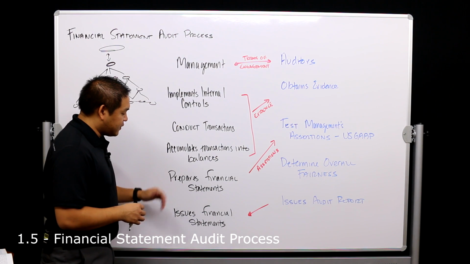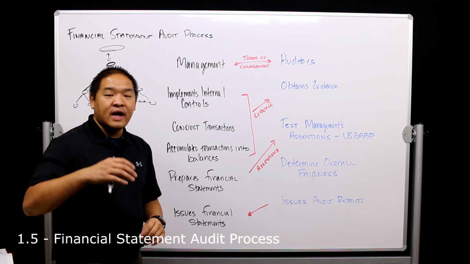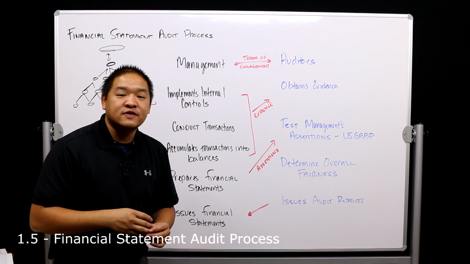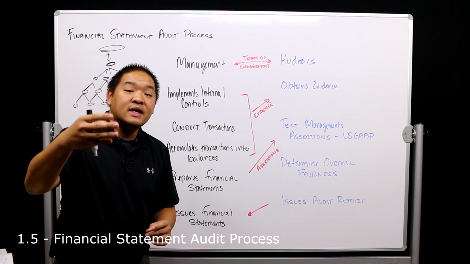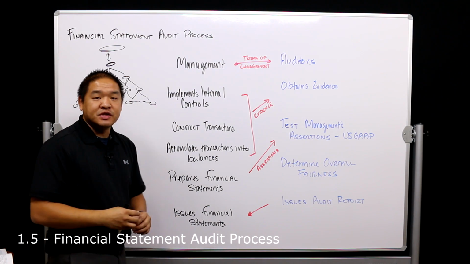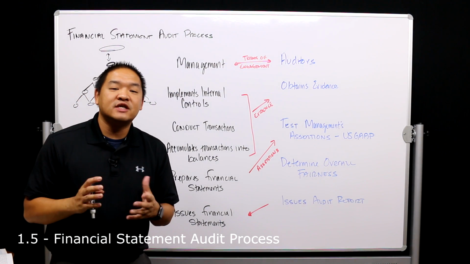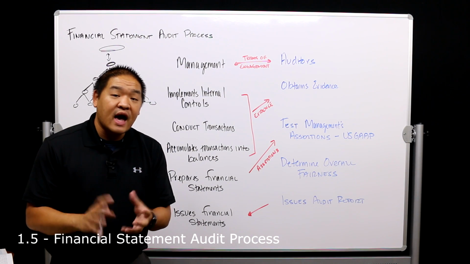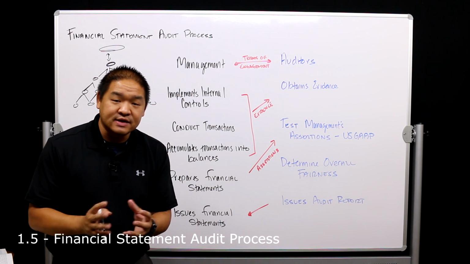Once we've done that, then we prepare some financial statements. So in real life, once we've done all of our transactions for the year, we prepare an income tax return. Okay? And then we issue the financial statement. So that's what management does from the financial accounting standpoint.